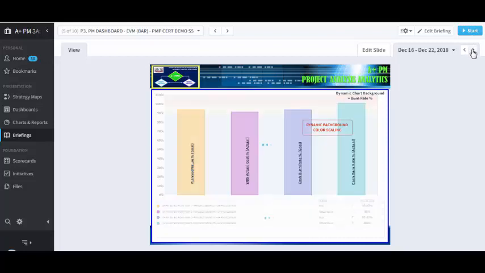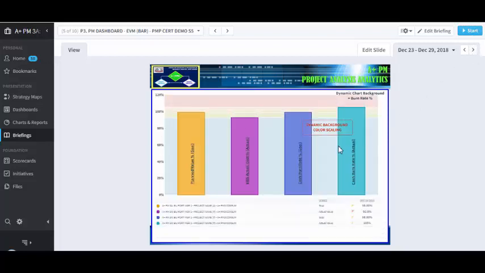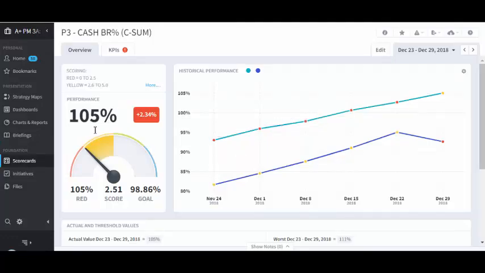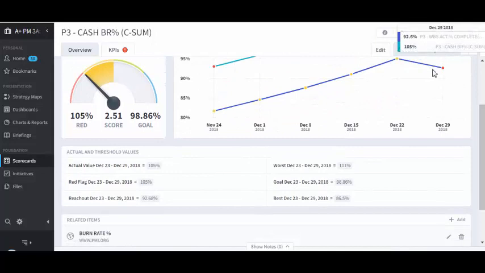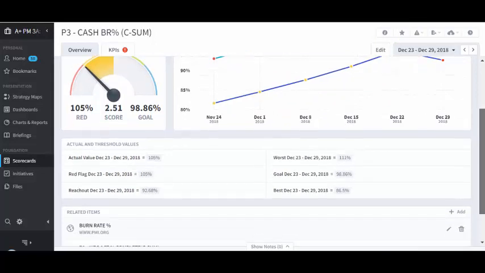So let's go back to December 29. And this has the drill down functionality as well, right? So if we were to look at burn rate, actual, we're at 105%. Prior period, it's a change from December 16th to December 22nd of 2.34%, right? We got the dip. I think it's something they added, a task in the work breakdown structure.